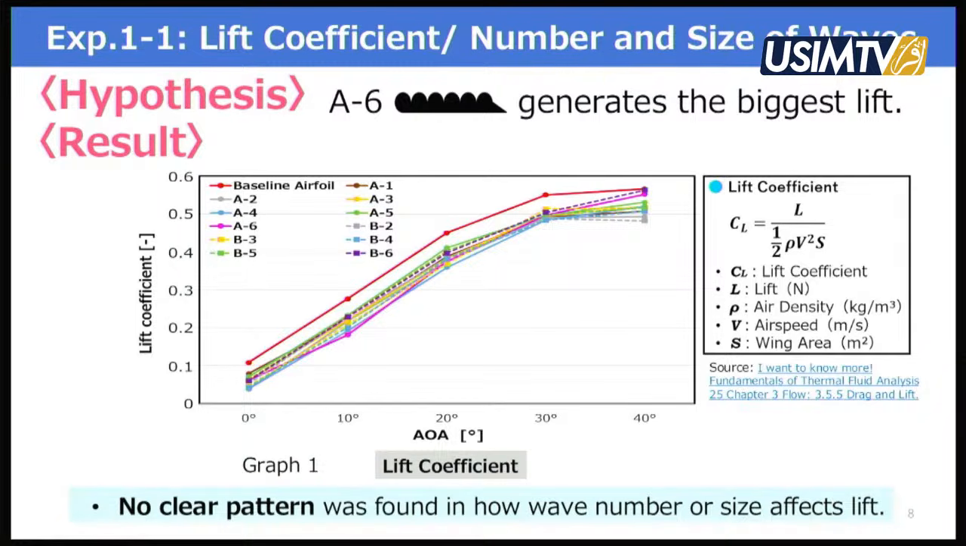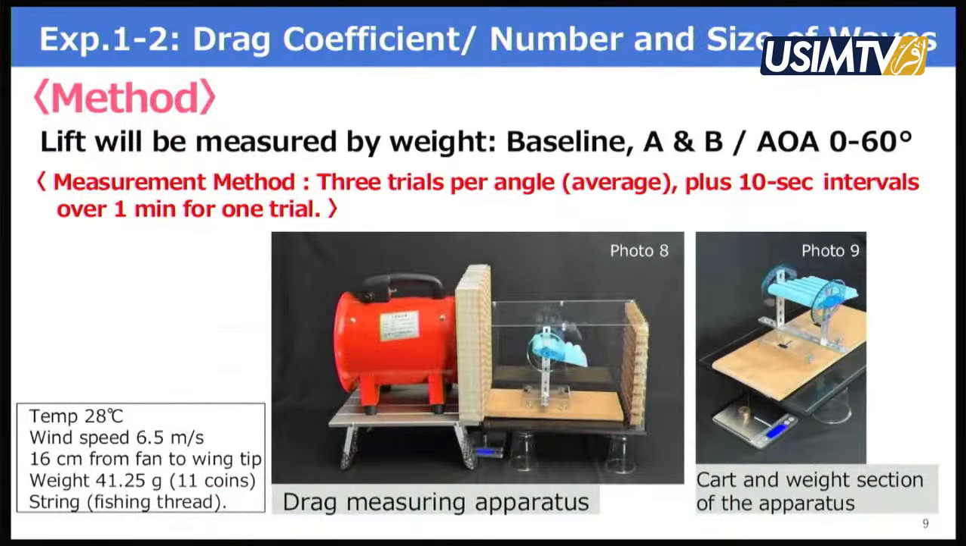And as a result, no clear pattern was found in how wave number and size affects lift. And also, as you can see in that graph, the baseline airfoil actually had the best performance in the entire range. And next, the drag experiment.